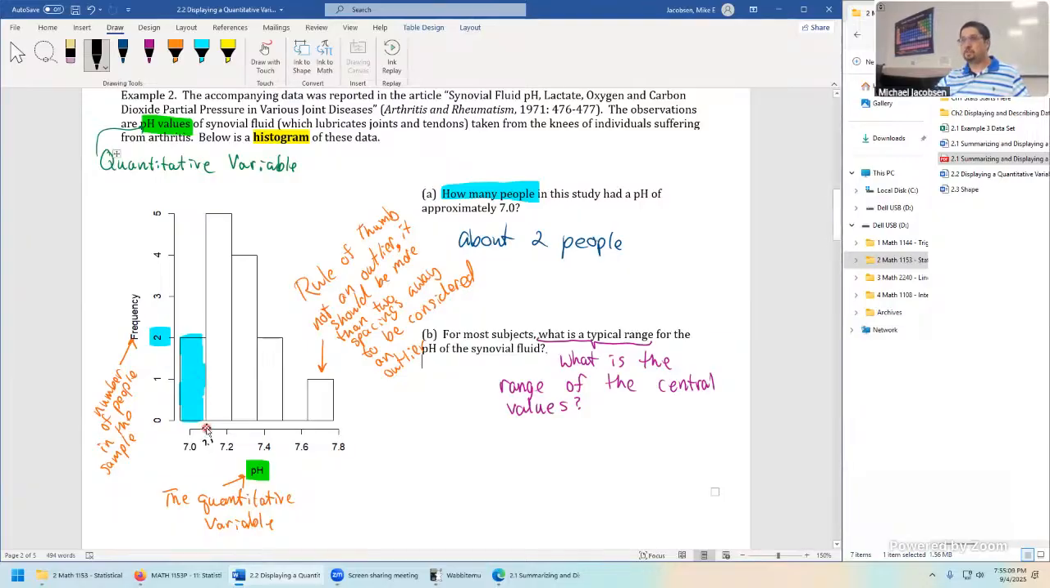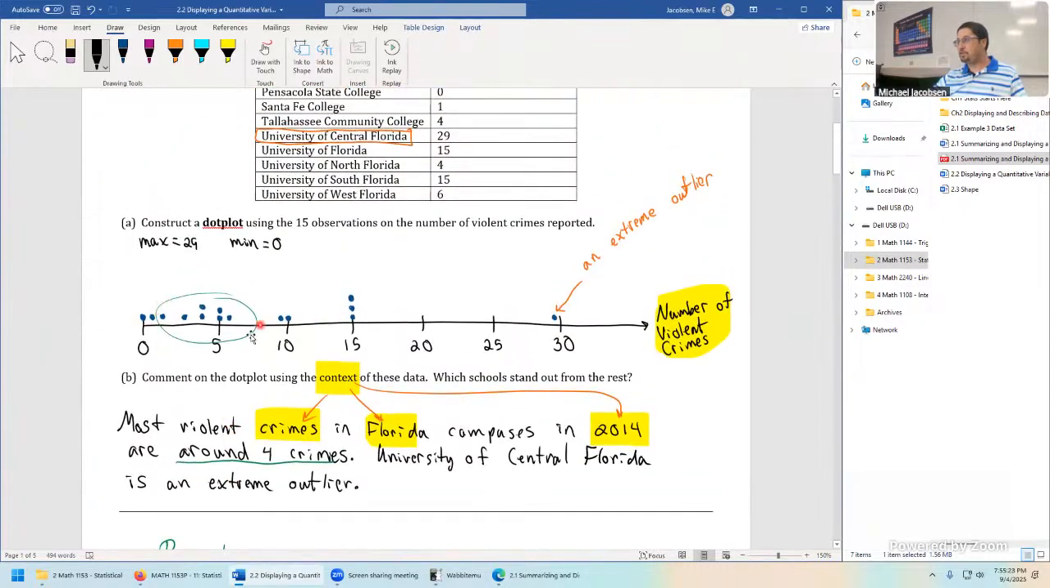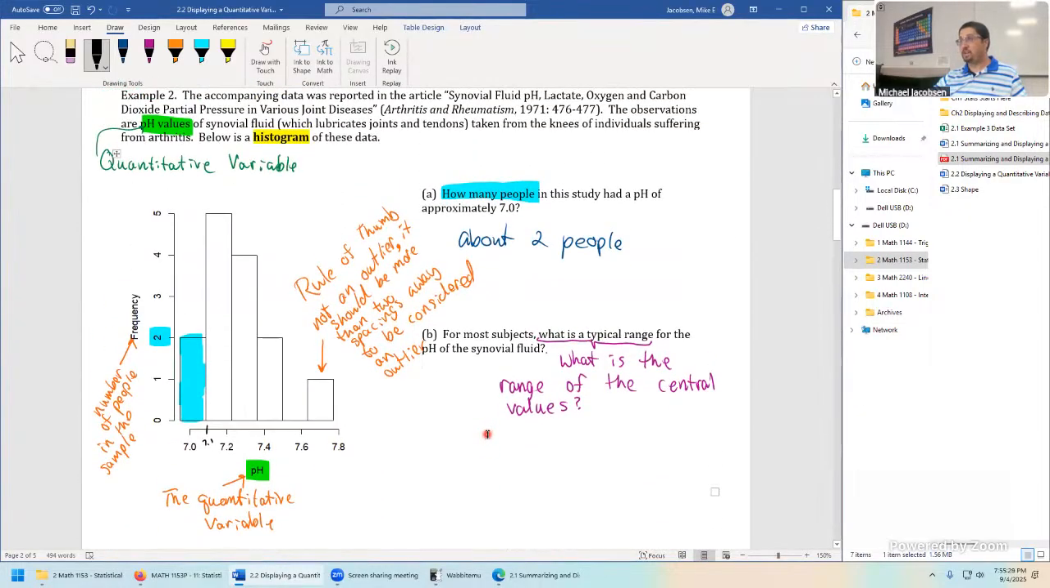How about 7.1 to maybe right around here? Would that make sense to folks? I'd say it's a pretty good way to answer it. The average has got to be somewhere in the center here. So much like we said, the typical values or the central values seem to be somewhere inside here. That's all that we're trying to say on this problem as well.